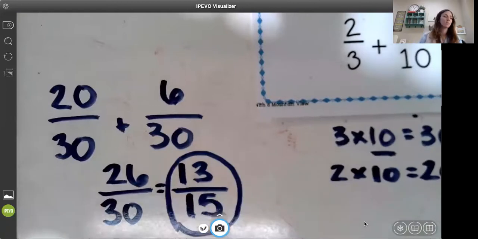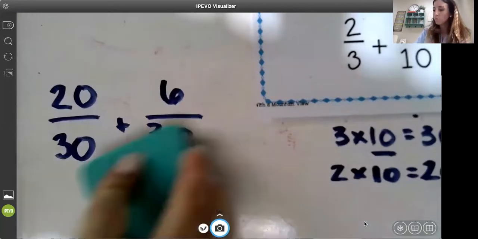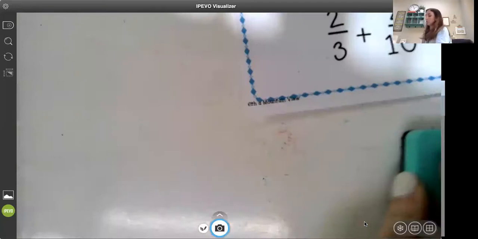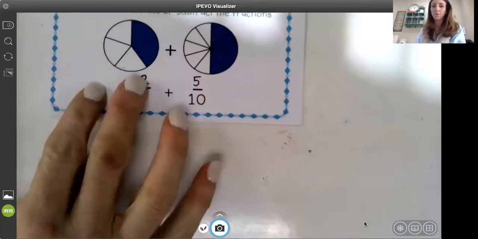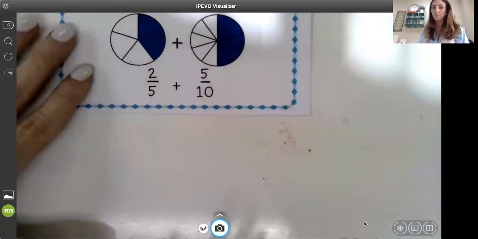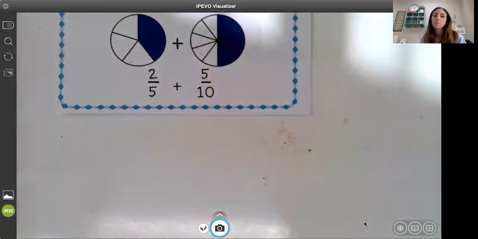Okay, so let me erase it while you're getting ready, and we will do another one together. So I'm going to erase this real quick, and we're going to go through and try another one. So let me grab one. There's so many over here, but I want to do a good one. And this one does have a picture with it. And you can use pictures to help, but you don't have to. So here is our problem. And we're going to look, we have 2/5 plus 5/10.